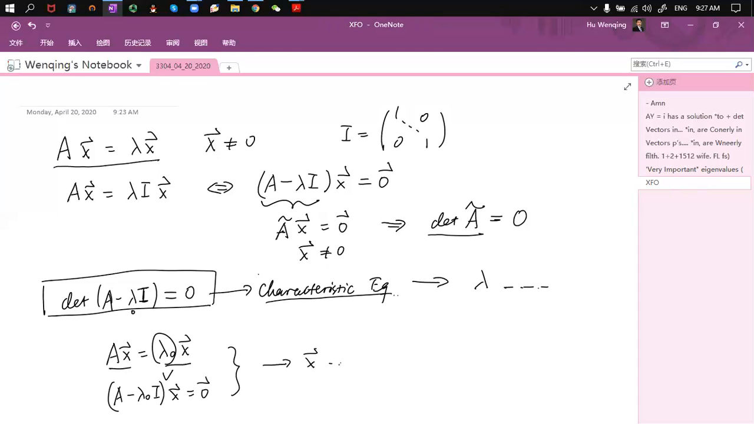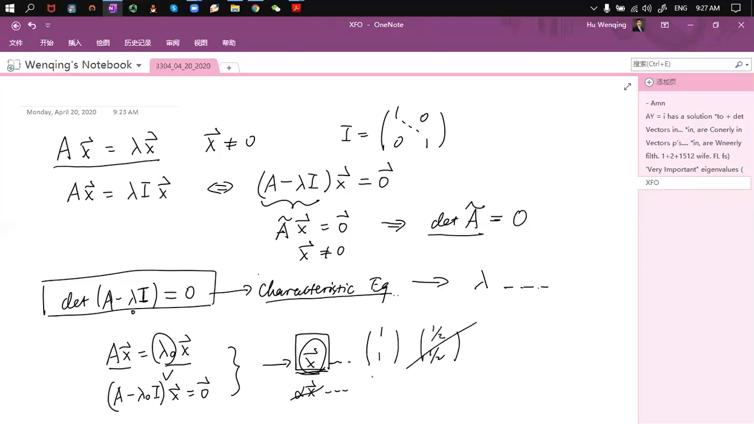Now remember, x doesn't have to be unique, because if x is a solution, as we said, alpha x is also a solution. So you can just pick whatever x you like in the solution set. You don't have to worry about scaling factors multiplied by x. But usually we like to choose integers. For example, the vector (1, 1) and the vector (1/2, 1/2) are the same.